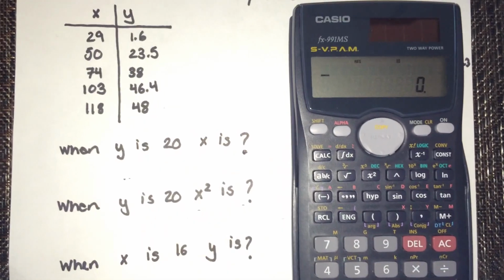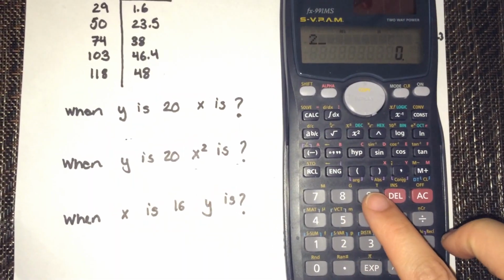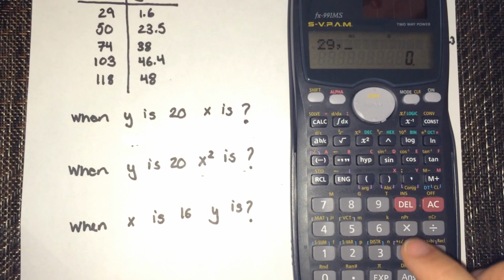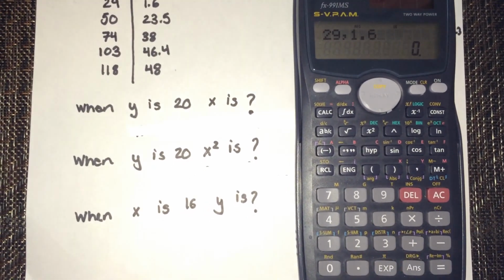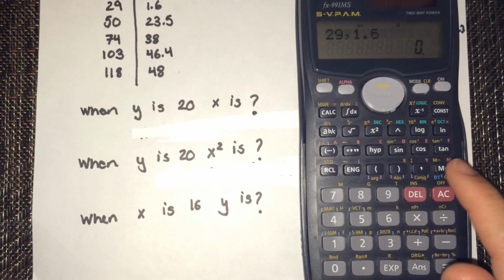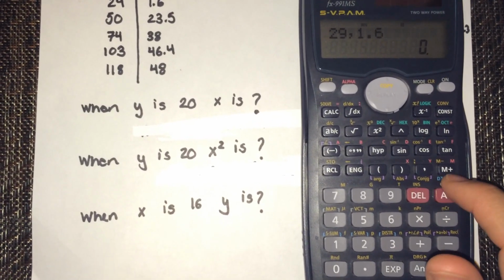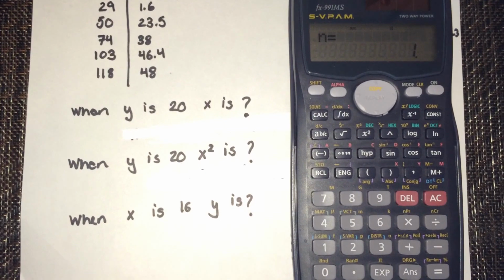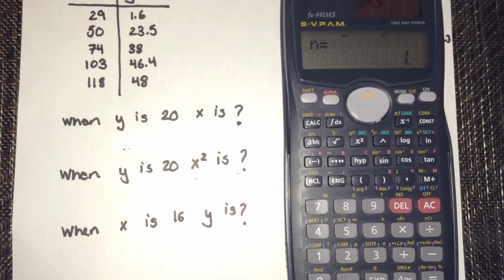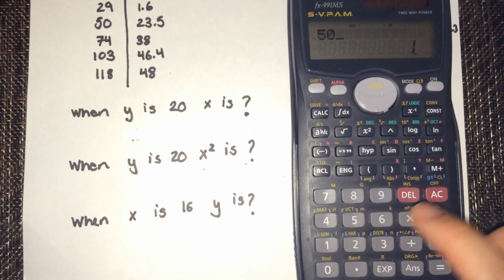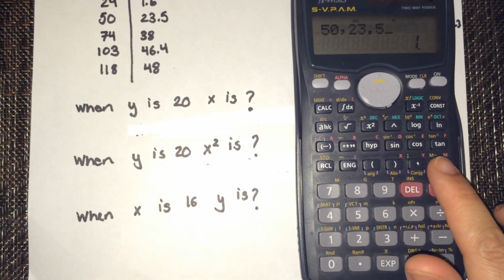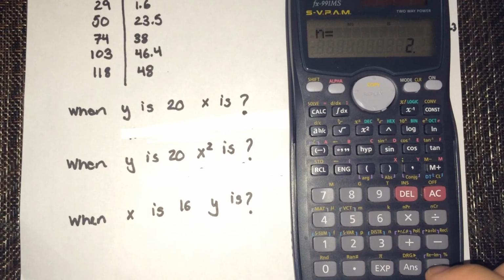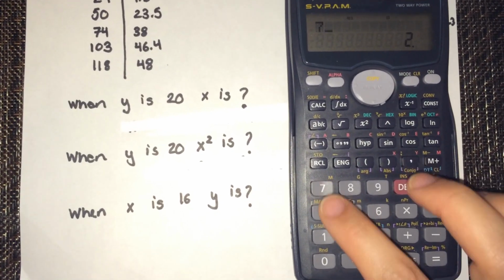So here's my data. So 29, comma, which separates x and y, 1.6. Okay, so to actually get the data in, we're going to press the DT key, which is the M plus key. There you go, it's counting them for you. So that's one data value. So again, 50, comma, 23.5. You're repeating this. Again, DT. So now you have 2 data points.